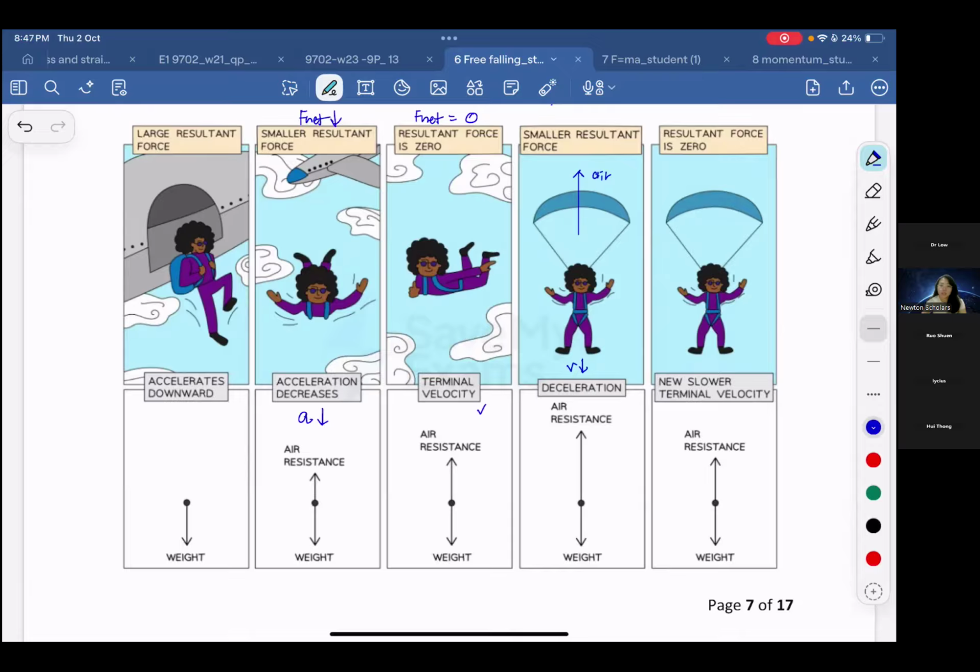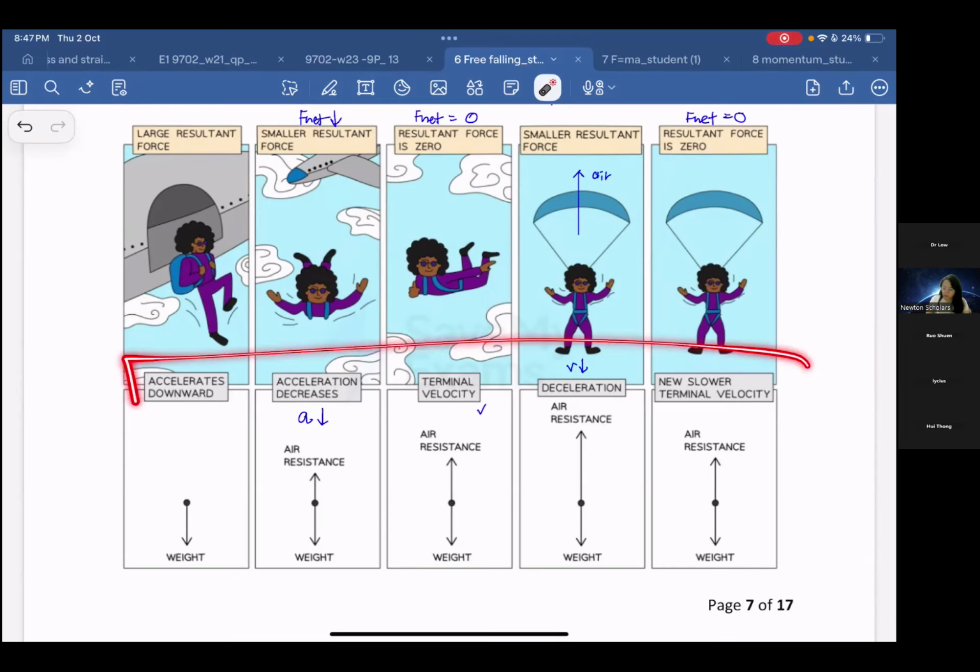Okay, speed slowing down, air resistance will slow down until a certain moment, they are balanced again. So resultant force is equal to 0. Why do I say this diagram is important? They like to ask you 3 to 4 marks: describe the motion in terms of force.